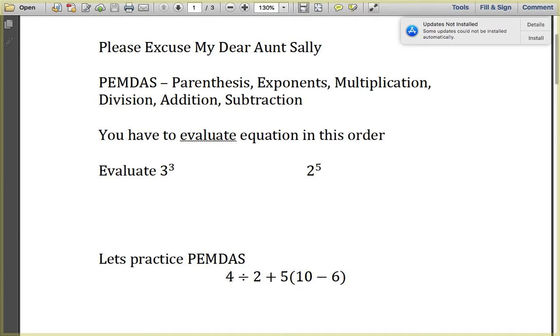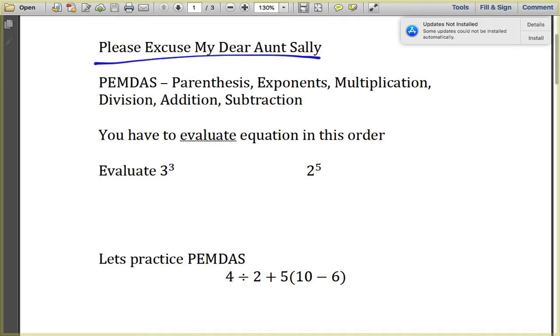Order of operations. Hopefully you already know this, but there's a saying, please excuse my dear Aunt Sally. If you had Mrs. Raleigh, she'd like to say, please excuse my dear Aunt Susan, which for some students actually works as a saying, because some of you probably are related to Mrs. Raleigh. Anyways, PEMDAS stands for parentheses, exponents, multiplication, division, addition, subtraction.